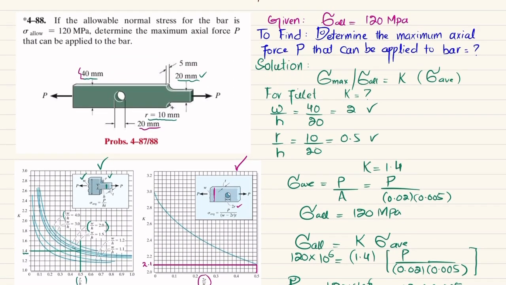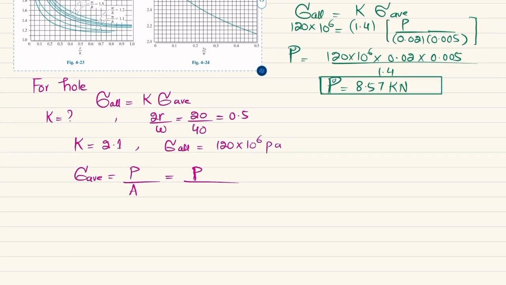So you can see this bar contains a hole. What will be the cross-sectional area? This cross-sectional area will be this W minus the hole, into the thickness. W is 40 and thickness is 5 and diameter of hole is 20. So I will write 0.04 minus the diameter of hole, which is 0.02, into thickness 0.005.